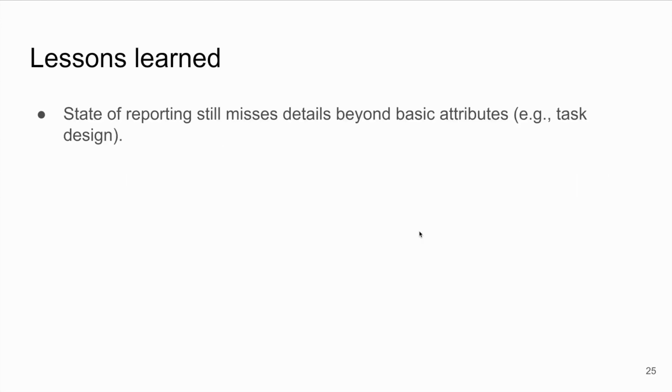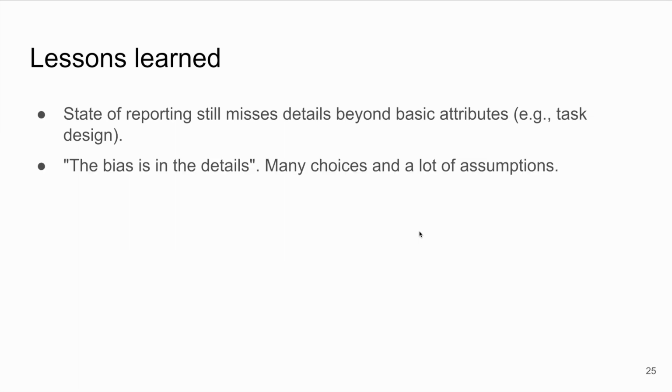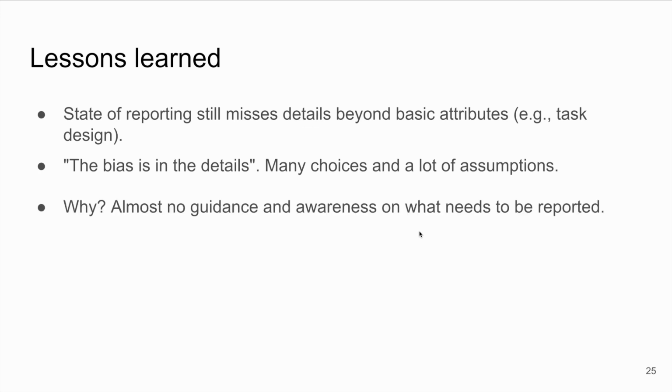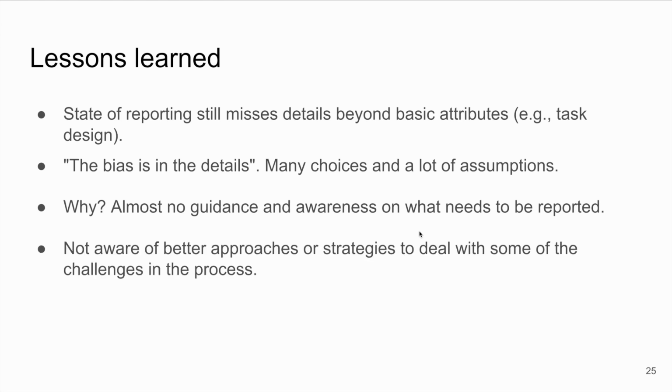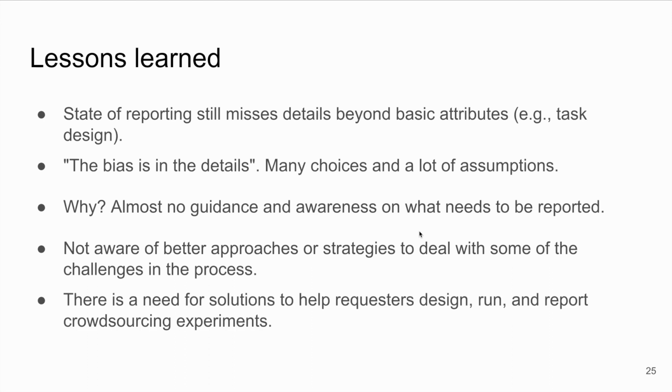The current state of reporting in crowdsourcing research mainly focuses on providing basic attributes like task design. As we have seen, the underreported attributes constitute missing details that may result in known biases from experimental research. We attribute this situation to the lack of existing guidance on what needs to be reported, and we expect our work to push the community towards consistent reporting. As some of the participants mentioned in our interviews, we are often not aware of better approaches to deal with some of the challenges when running experiments. Therefore, it is critical for the crowdsourcing ecosystem to devise solutions that help requesters design, run, and report experiments.